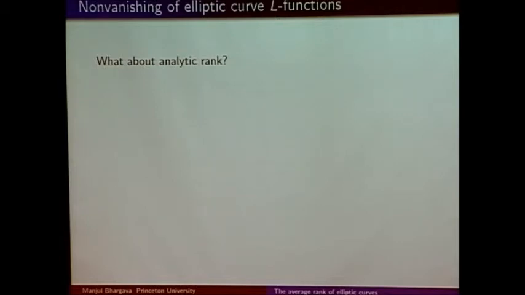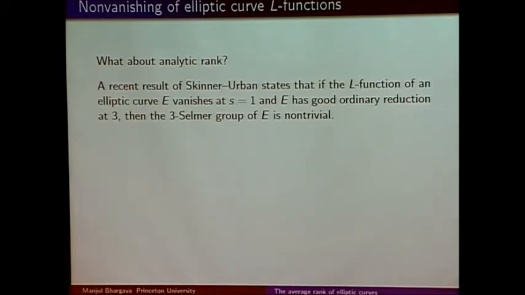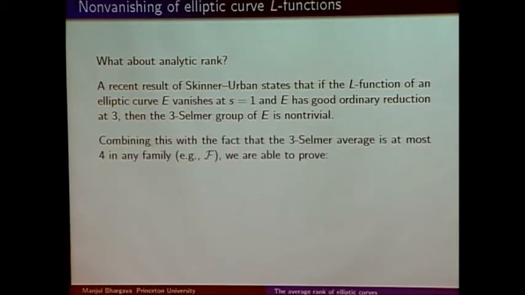Okay, what about analytic rank? If we look at the L-function of the elliptic curve, can we show non-vanishing of those things? There's a recent result of Skinner and Urban, also just in time for this: if the L-function of an elliptic curve vanishes at s equals 1, and if E has good ordinary reduction at 3, then the 3-Selmer group of E has to be non-trivial. That follows from this recent work of Skinner and Urban. So they're saying if the L-function vanishes, then the 3-Selmer group has to be bigger.